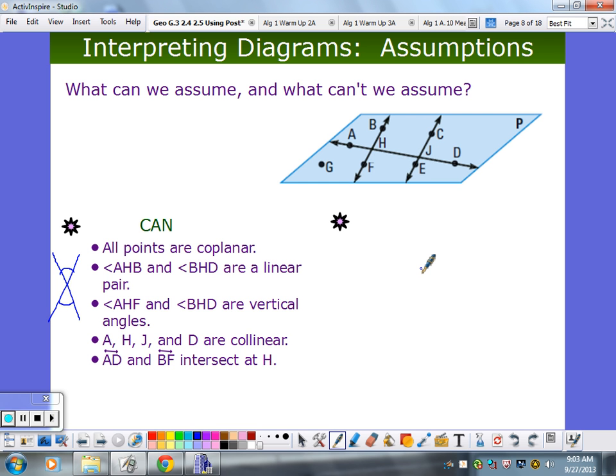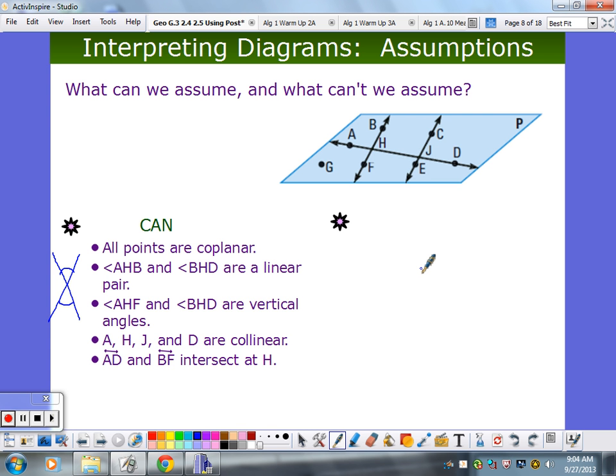Do any other can'ts? What can't I assume? Well, you can't assume that angle AHB is a right angle. We can't assume AHB is a right angle. Why not? It looks kind of like it. Because it doesn't say it is. So I don't care if it looks perfectly straight up and down like a perpendicular line. I can't assume that. Are there other things we can assume?